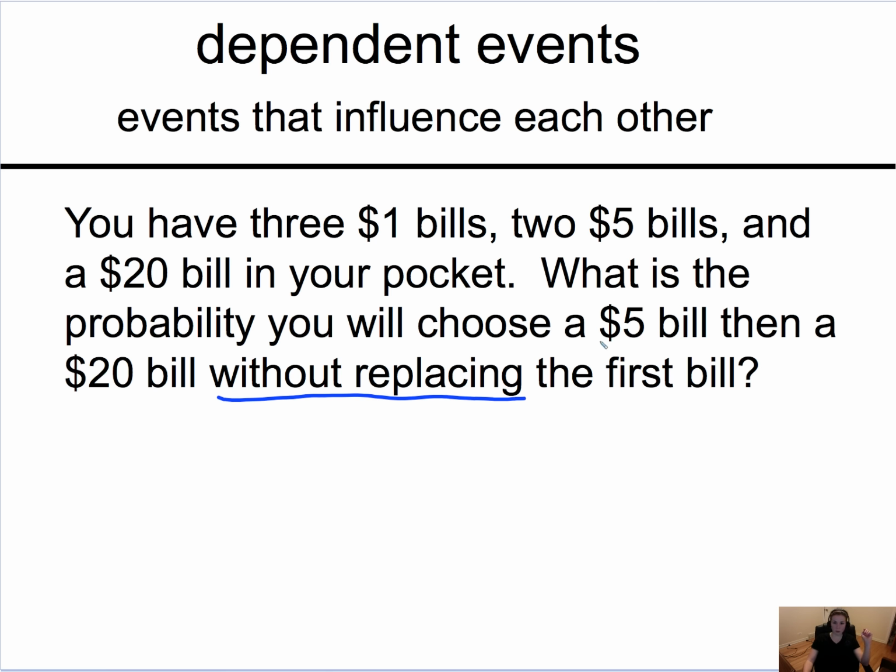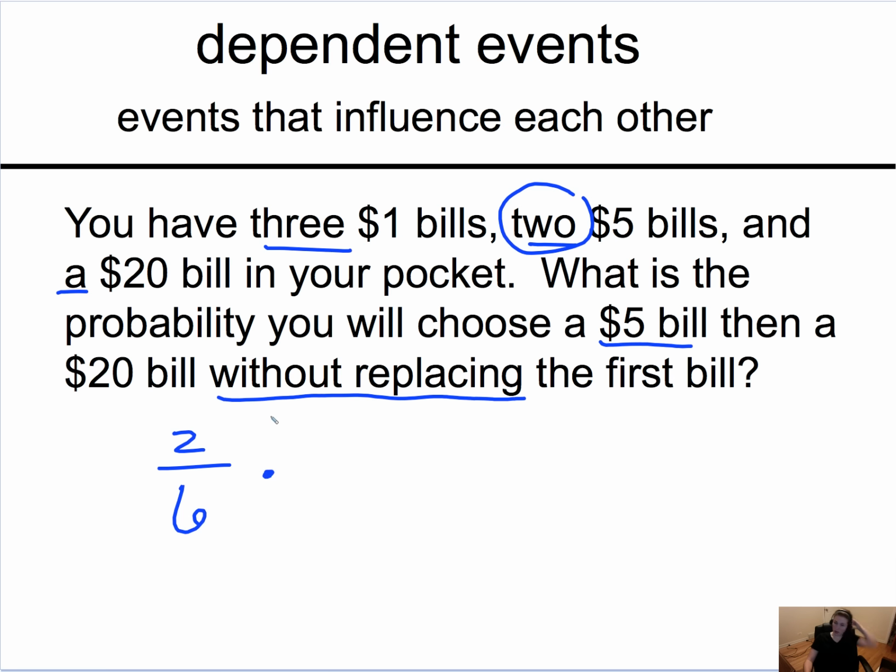What's the probability that you will choose a $5 bill? Well, how many $5 bills do we have? 2, so that's the numerator. Out of how many total bills? 3 plus 2 plus 1 would be 6.